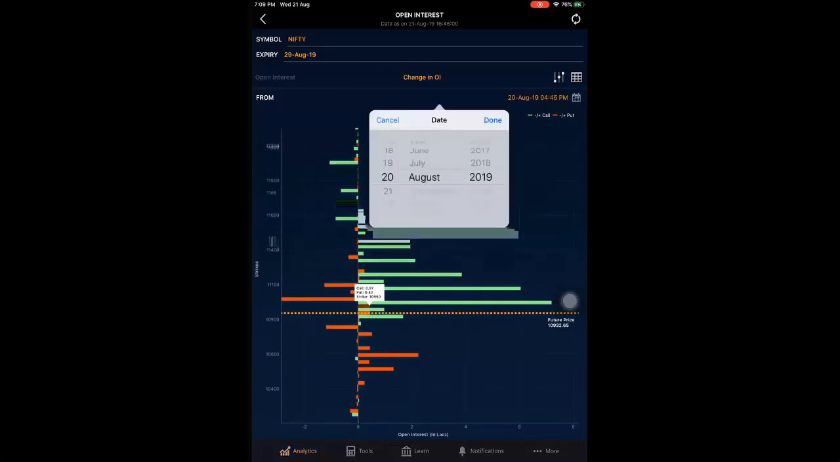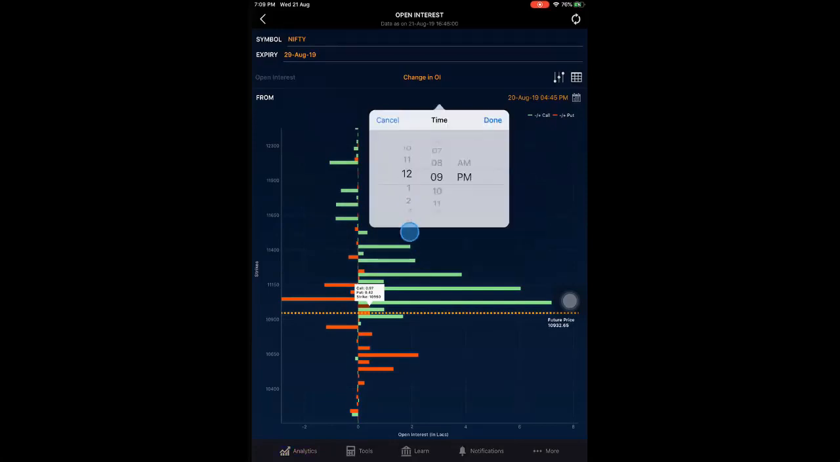Say for instance today the entire fall which came in the market was after 11 o'clock. Till 11 it was in a range, it was about 11,000. Post 11 o'clock we saw the breakdown from 11,000 and how it behaved. How was the shift happening? So I say 20th August.